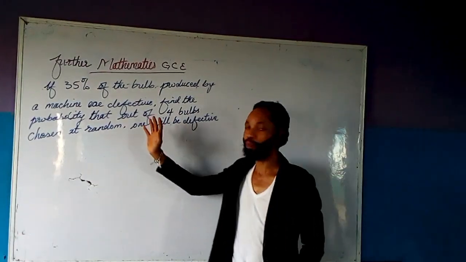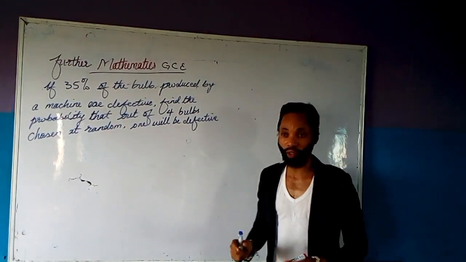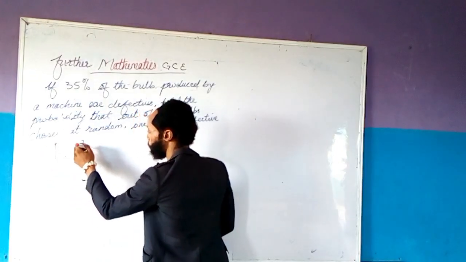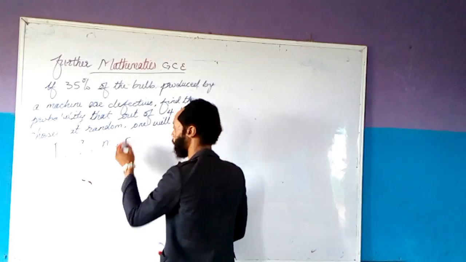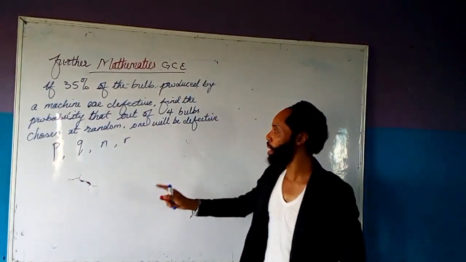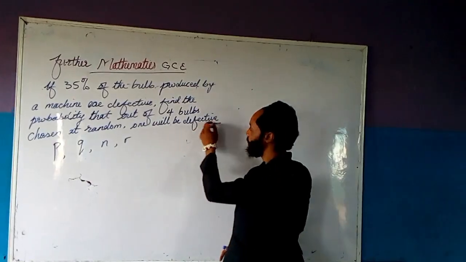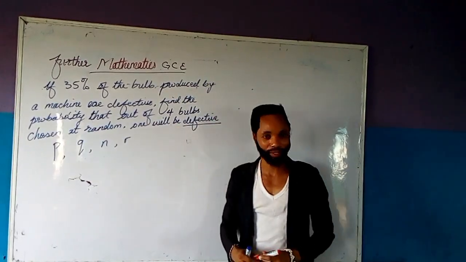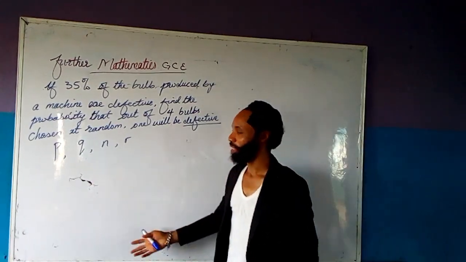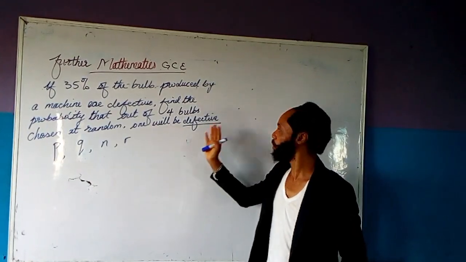Okay, for a binomial probability question, the first thing you want is to take out your P, your Q, your N, and your R. Once you have these things right, then you're good to go. Remember, the key word here is defective. Now, P is the probability of getting a defective bulb.